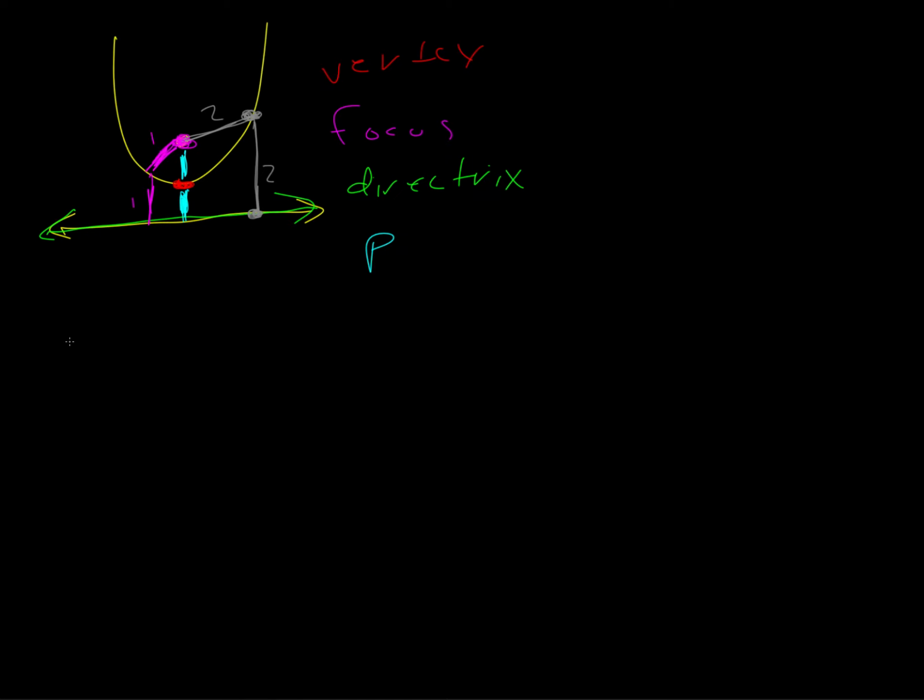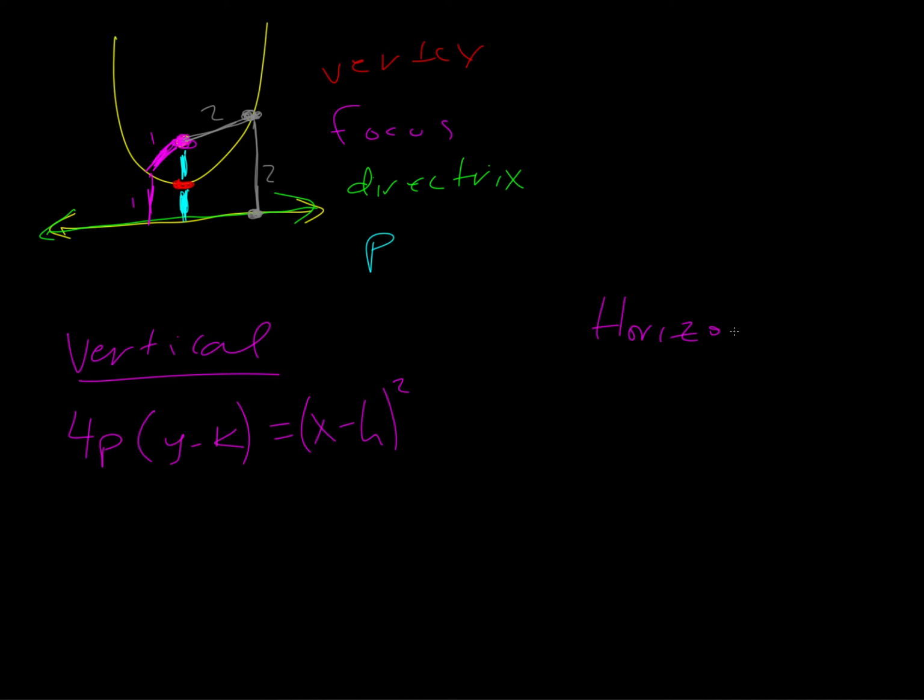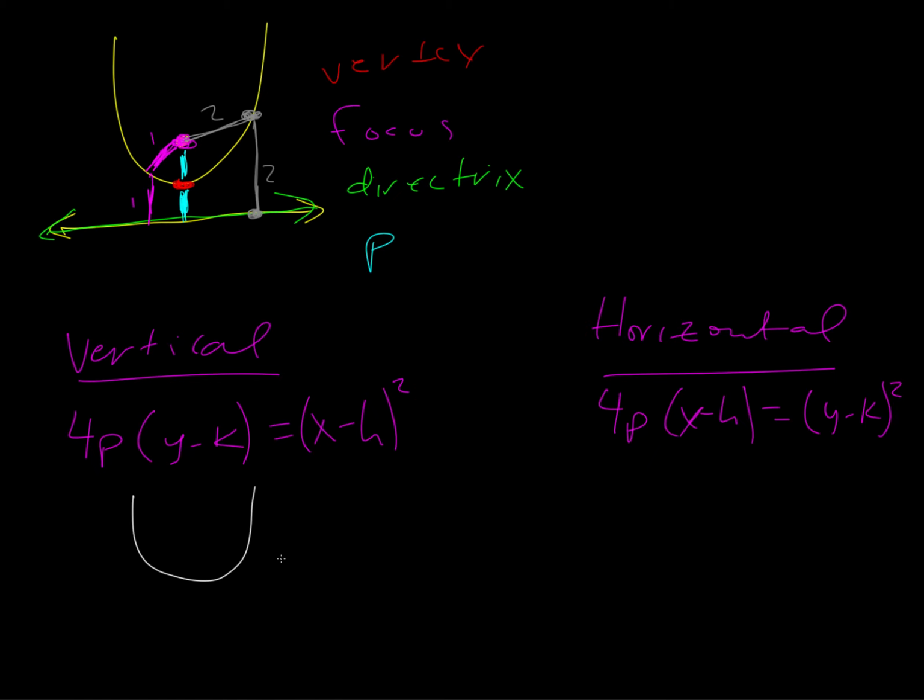Now we have two equations. So we have a vertical parabola, and that's going to be 4p(y minus k) equals (x minus h) squared. And we also have a horizontal parabola, and I will draw pictures of these in just a second. And it's the same equation, but you just switch the x minus h and the y minus k. Okay?